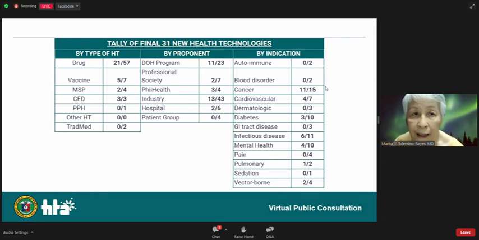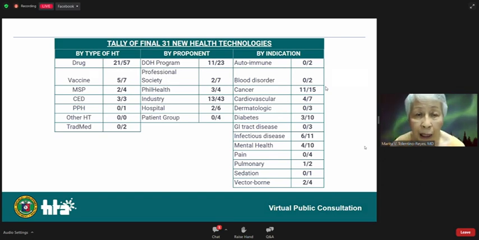And here is a tally of the 31 new health technologies that we have preliminarily prioritized. Preliminary, because this will change because of this consultation period and the appeals period, no?